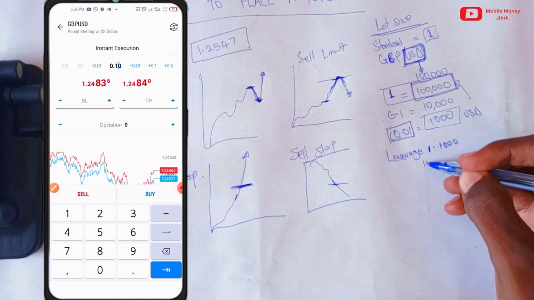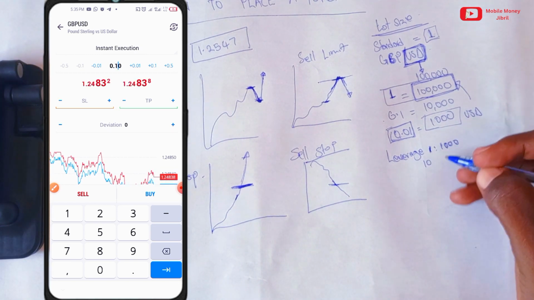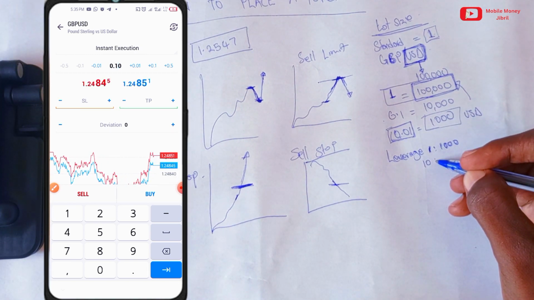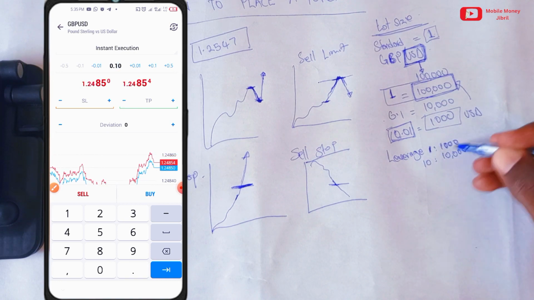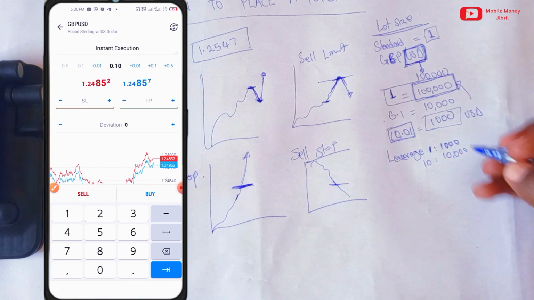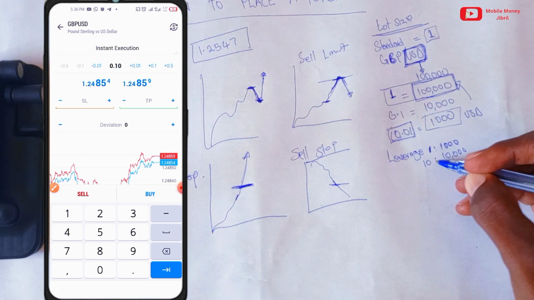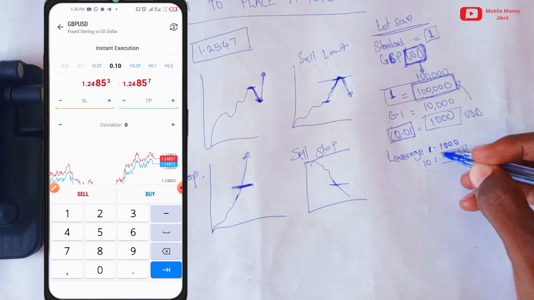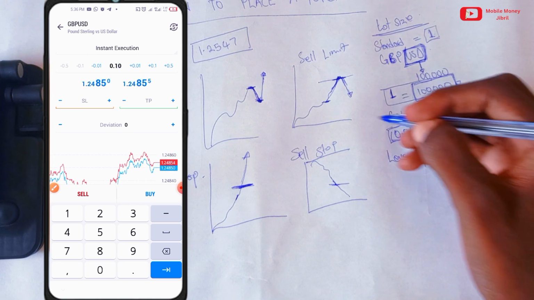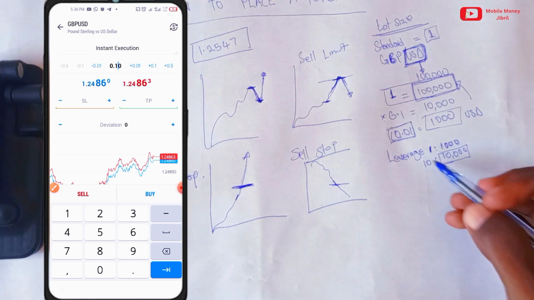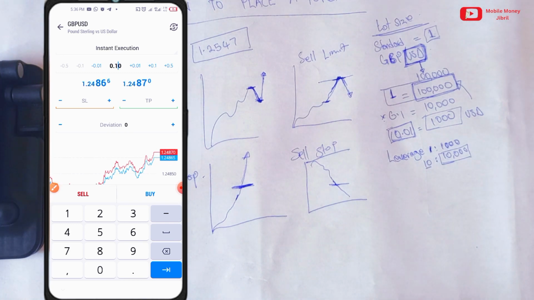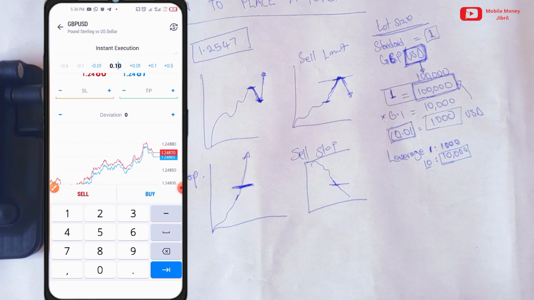So if I have $10 in my account, it simply means for this $10, I'm going to have 10,000, because 10 times 1,000 is 10,000. With this leverage, this is the amount I have in the back end, and I can carry out a 0.1 lot size, yet I only have $10.